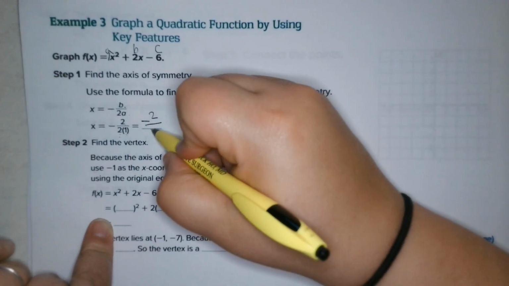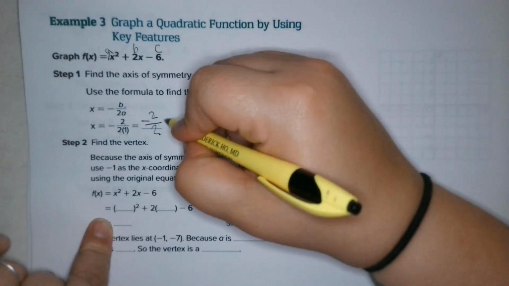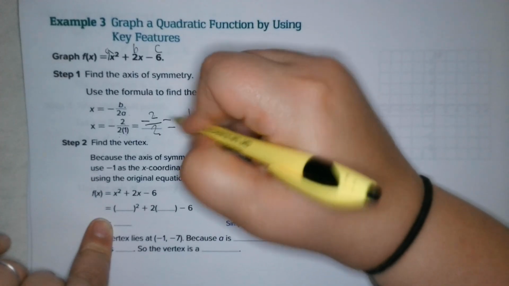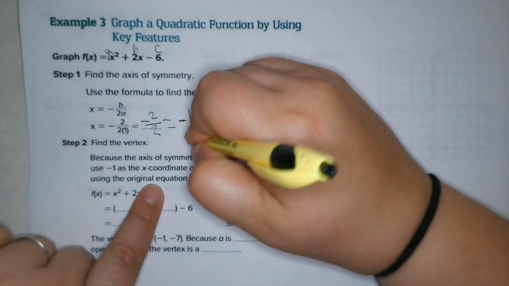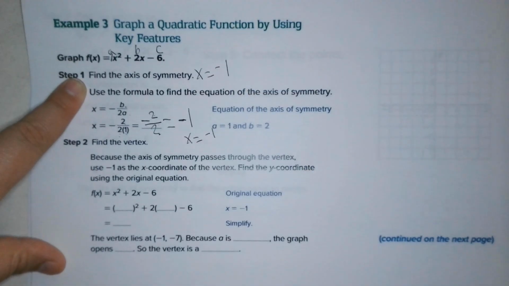2 times 1 is 2. What is negative 2 divided by 2? Well, that equals negative 1. So x equals negative 1. That is my axis of symmetry, wherever you want to write it.